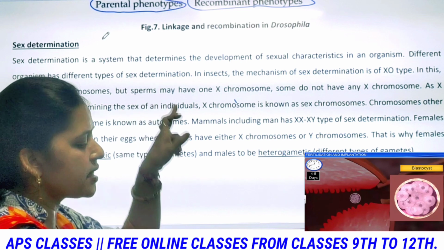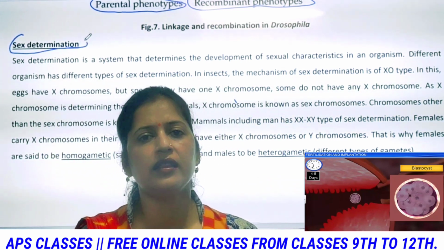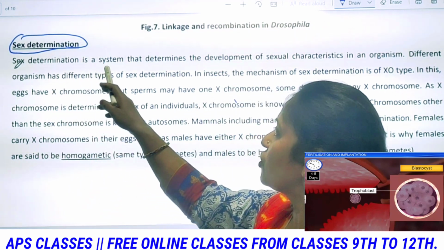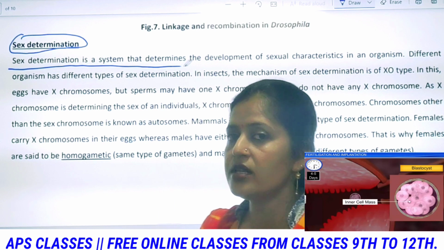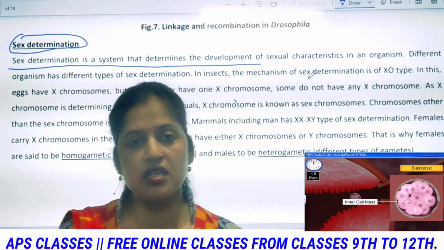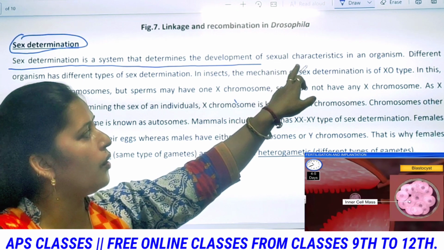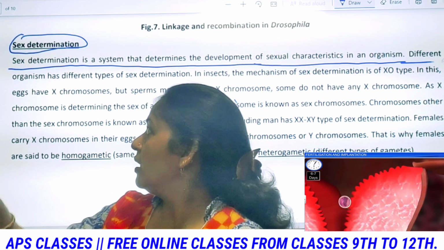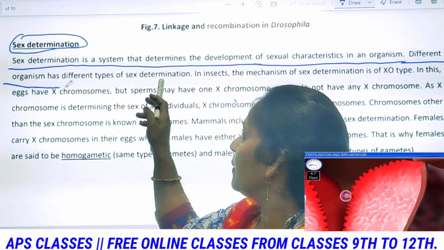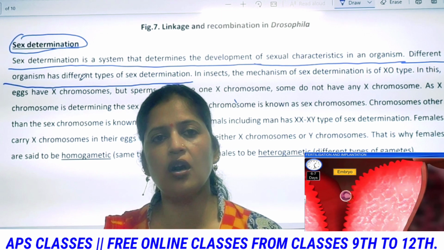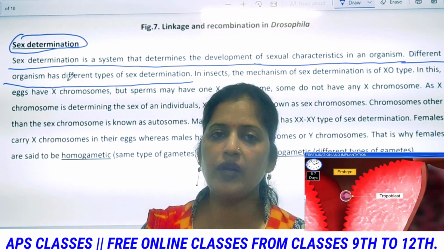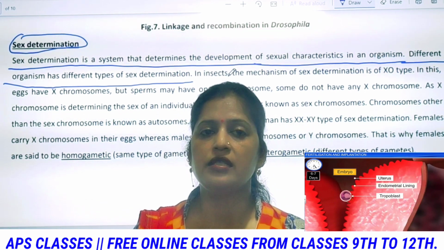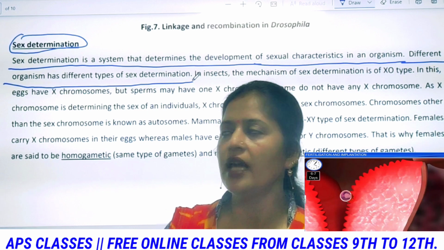Next is sex determination. How can you determine the sex in living organisms? Sex determination is a system that determines the development of the sexual characteristics in an organism. Different organisms have different types of sex determination. That means each and every organism has a different type of sex determination in it.